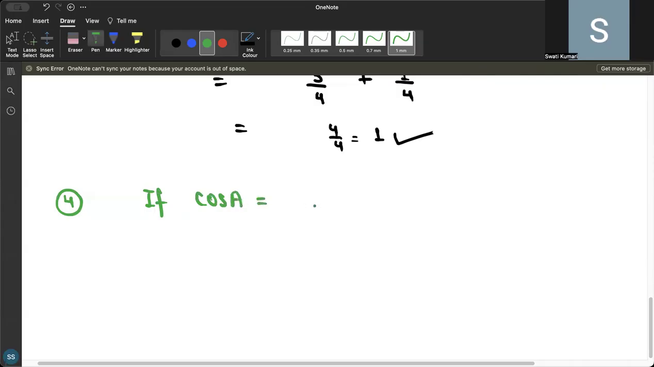If cos A equals 5 by 13, find the value of sin 2A. Again, to solve a question in trigonometry, there can be multiple ways, right? So I'm going to use my favorite way here. If you see any other way, that is also okay. Your answer should come out the same. That's it. So to find the value of sin 2A, there is a formula.